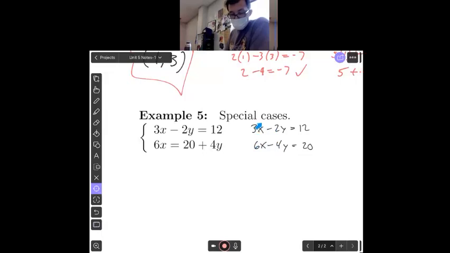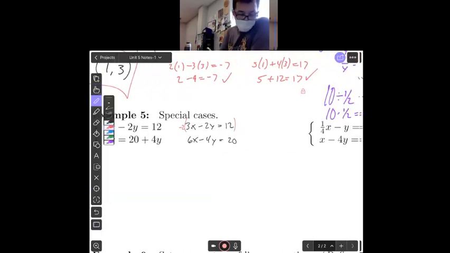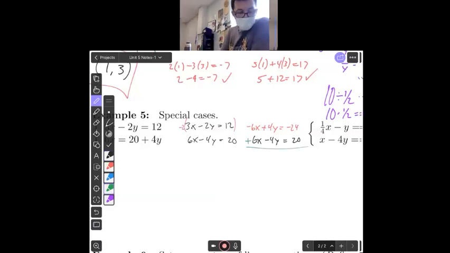So, if I see here, I'll just deal with the x's. If that was a negative 6, I'd be happier, right? So I'll just multiply the x by negative 2. So that gives me negative 6x plus 4y equals negative 24. Hopefully you kind of see why it's a special case.